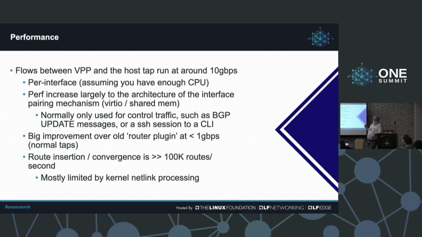Performance: flows between VPP and the host run at about 10 gigabits, and this is per interface. So assuming you have enough CPU, you can flow 10 gig over all of them into the host. Now, in VPP it's a lot faster than that, and this is typically only used for control plane protocols or getting an SSH session to the command line or something like that, so this seems like plenty. If you can fill a 10 gig interface with anything other than BGP updates, then I want to know what you're doing.